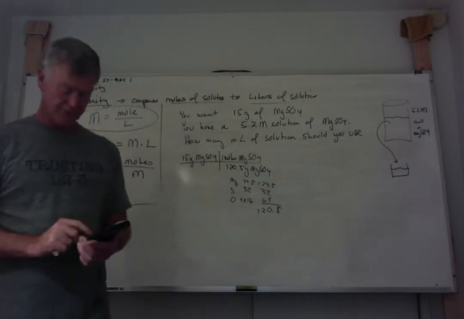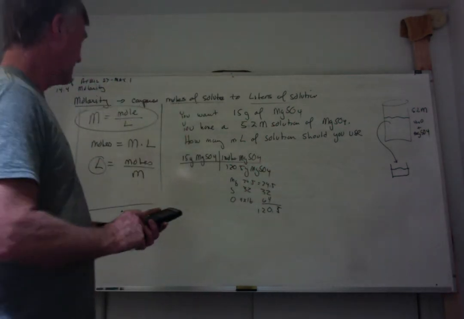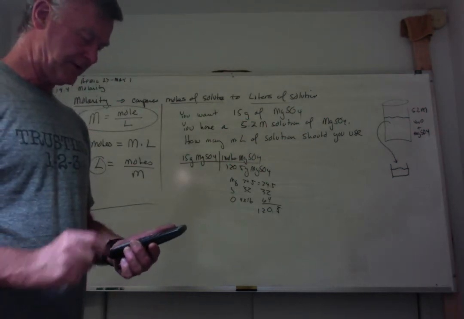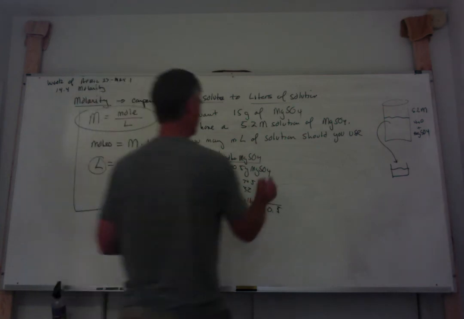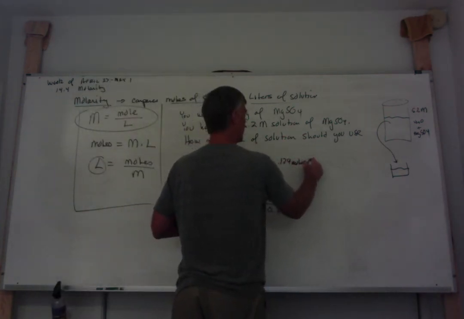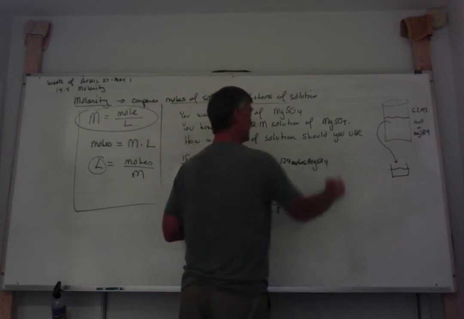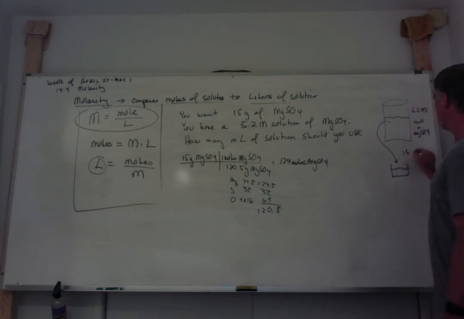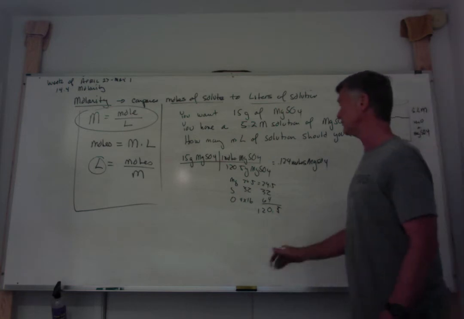And this then will be 15 divided by 120.5, and I have 0.124 moles. So in essence, what's really happened is they told me they wanted 15 grams, but we don't count in grams, so that's actually 0.124 moles. And now we should be able to figure out how many liters we want.